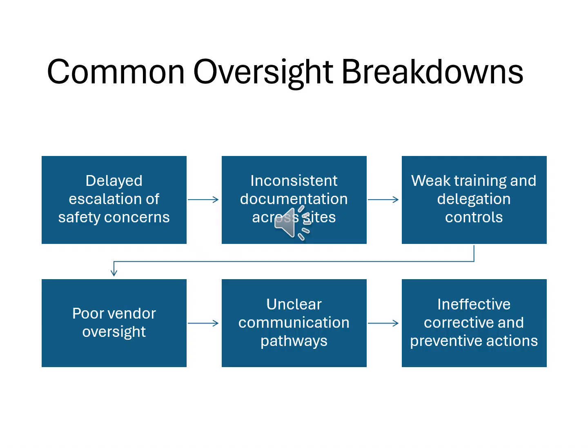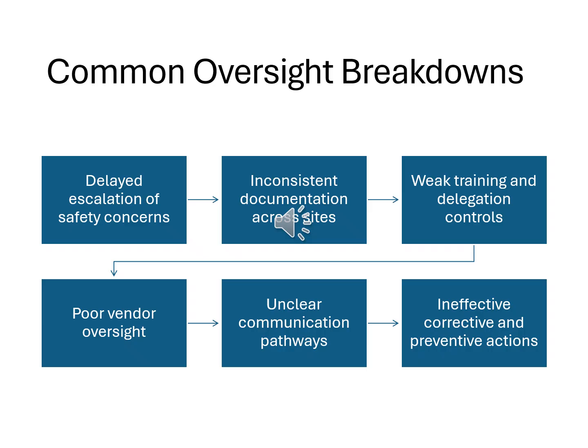Many oversight failures are system failures rather than single mistakes. Common breakdowns include delayed escalation of safety concerns, inconsistent documentation across sites, weak training and delegation controls, and poor vendor oversight. Another common issue is unclear communication pathways. When roles are not clarified or clearly defined, problems may not be escalated to the right people quickly enough. Finally, corrective action may be implemented, but preventive action may be weak. If root causes are not addressed, the same problems reoccur across sites or across studies.